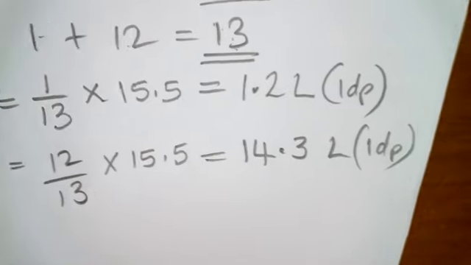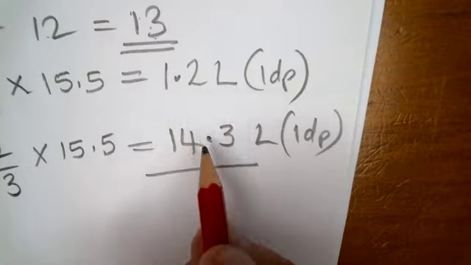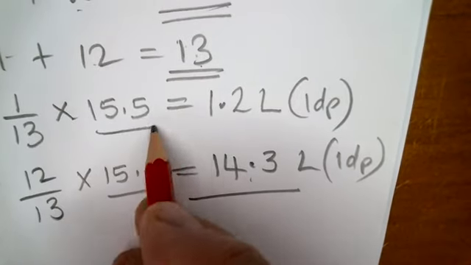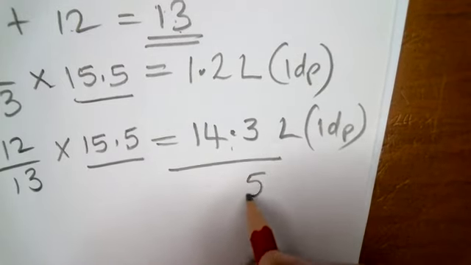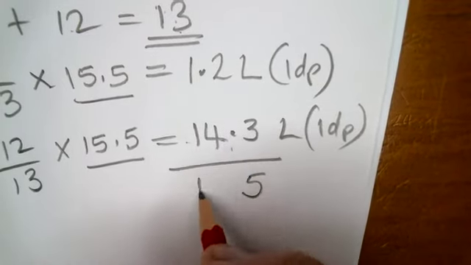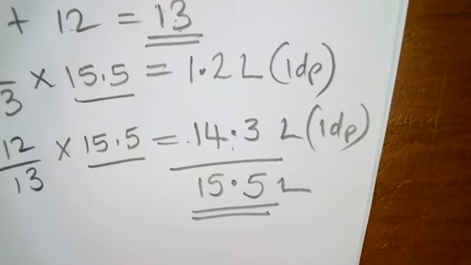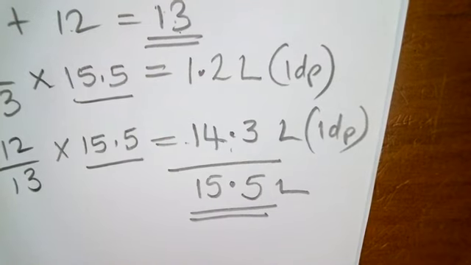Now, the way you know you've got it correct is because if you take these two and add them together, it should come to 15.5. Well, let's check. 1.2, that's 1 and 2 is 5, 14 and 1 is 15. So it does. So we have got it correct, and that was our check. Hope that makes sense, folks.